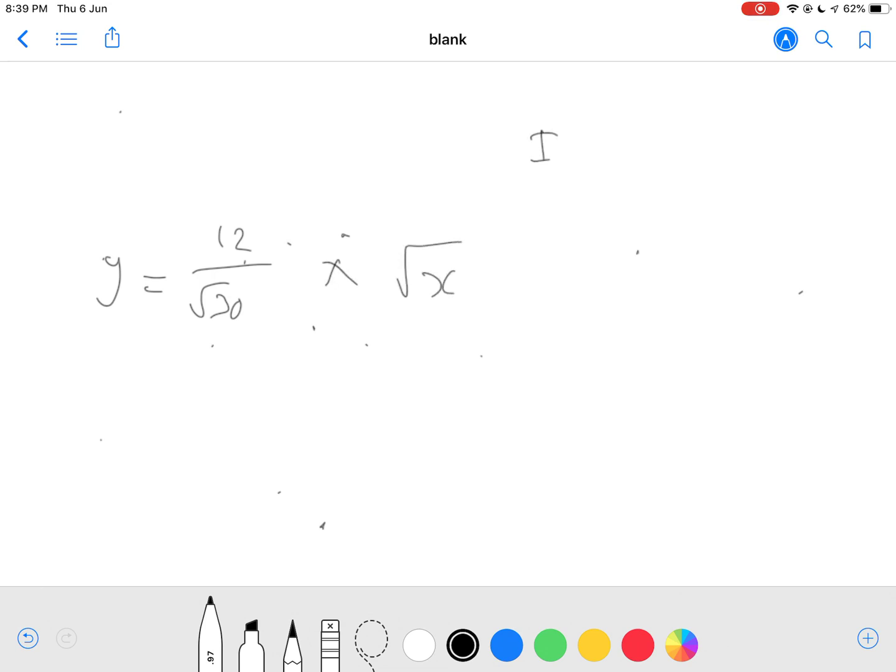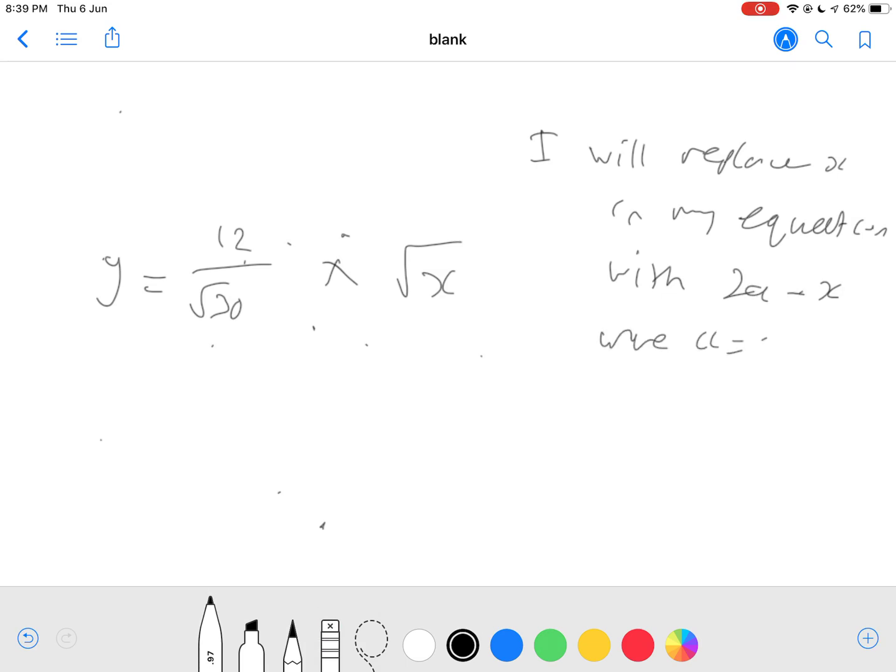Once again, we'll communicate to a marker. I'll replace x in my equation with 2a minus x, where a equals 30. So therefore, y equals 12 divided by square root of 30 times square root of 60 minus x. And I don't think you have to do any more simplifying. You can just leave your answer like this.